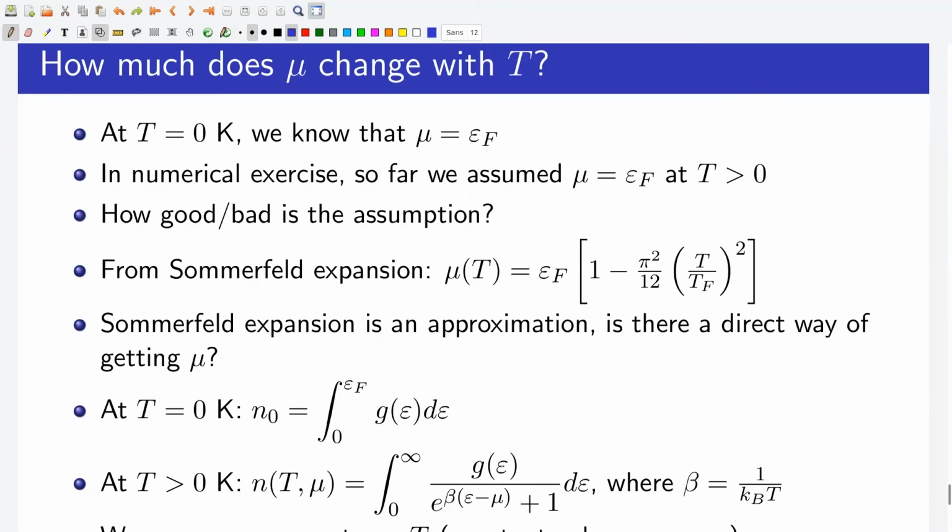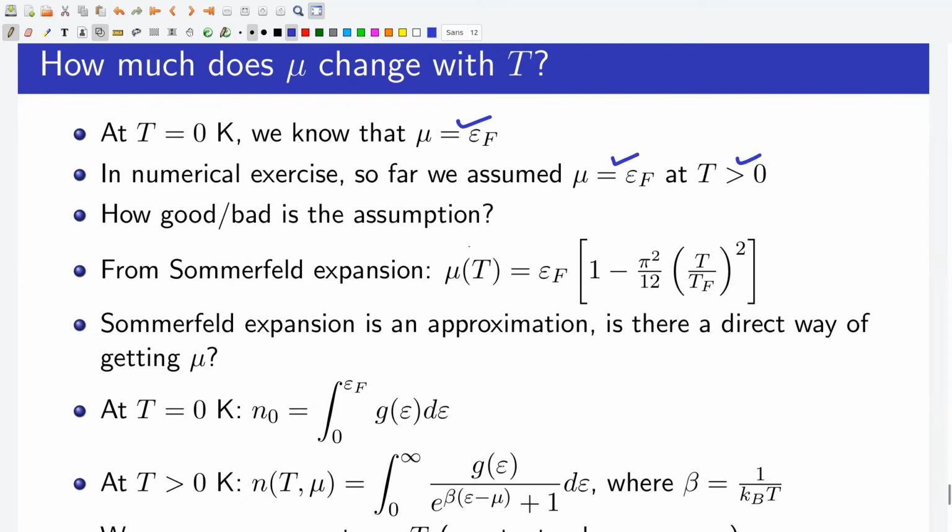We know that at T equal to 0 Kelvin, the chemical potential is equal to the Fermi energy. In numerical exercises so far, we have assumed mu equals F even at a temperature which is greater than 0. Let us assess how good or bad the assumption is.